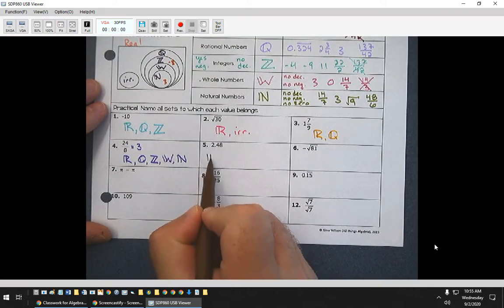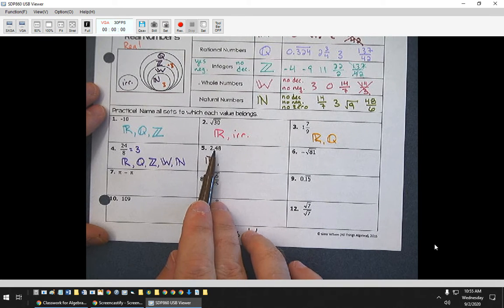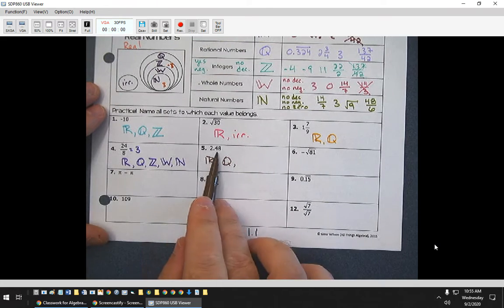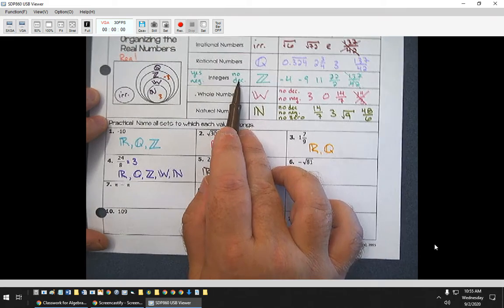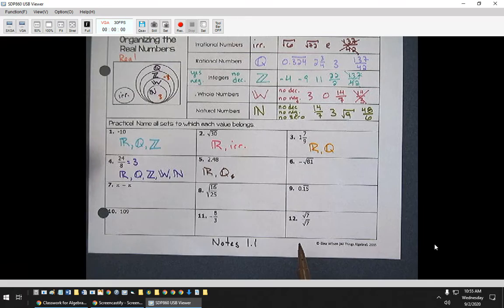2.48. It's a real. As a decimal, does it terminate? Yes. So it's a quotient. It's a rational. Does it have a decimal? Yeah. So if it has a decimal, then it can't be in here because integers mean no decimals. So that's it. Game over. It's just R and Q.